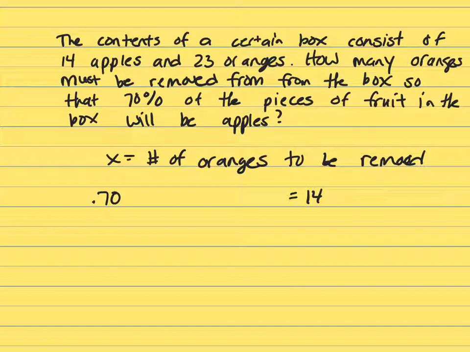of the pieces of fruit, well, the pieces of fruit, you're going to have in that box for sure 14 apples plus oranges, and my number of oranges will be 23 minus however many I remove. So there's my equation. So let's multiply both sides by 10.